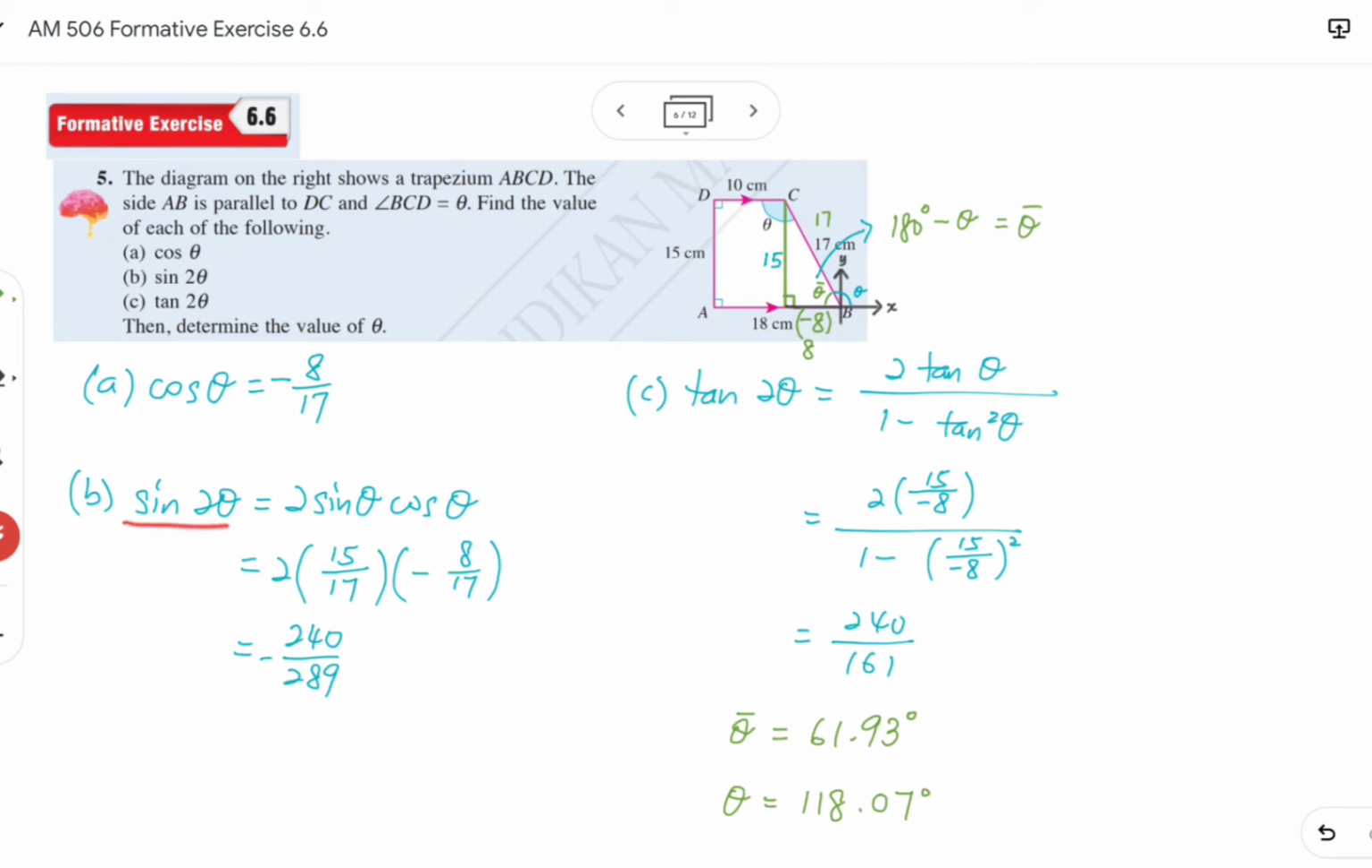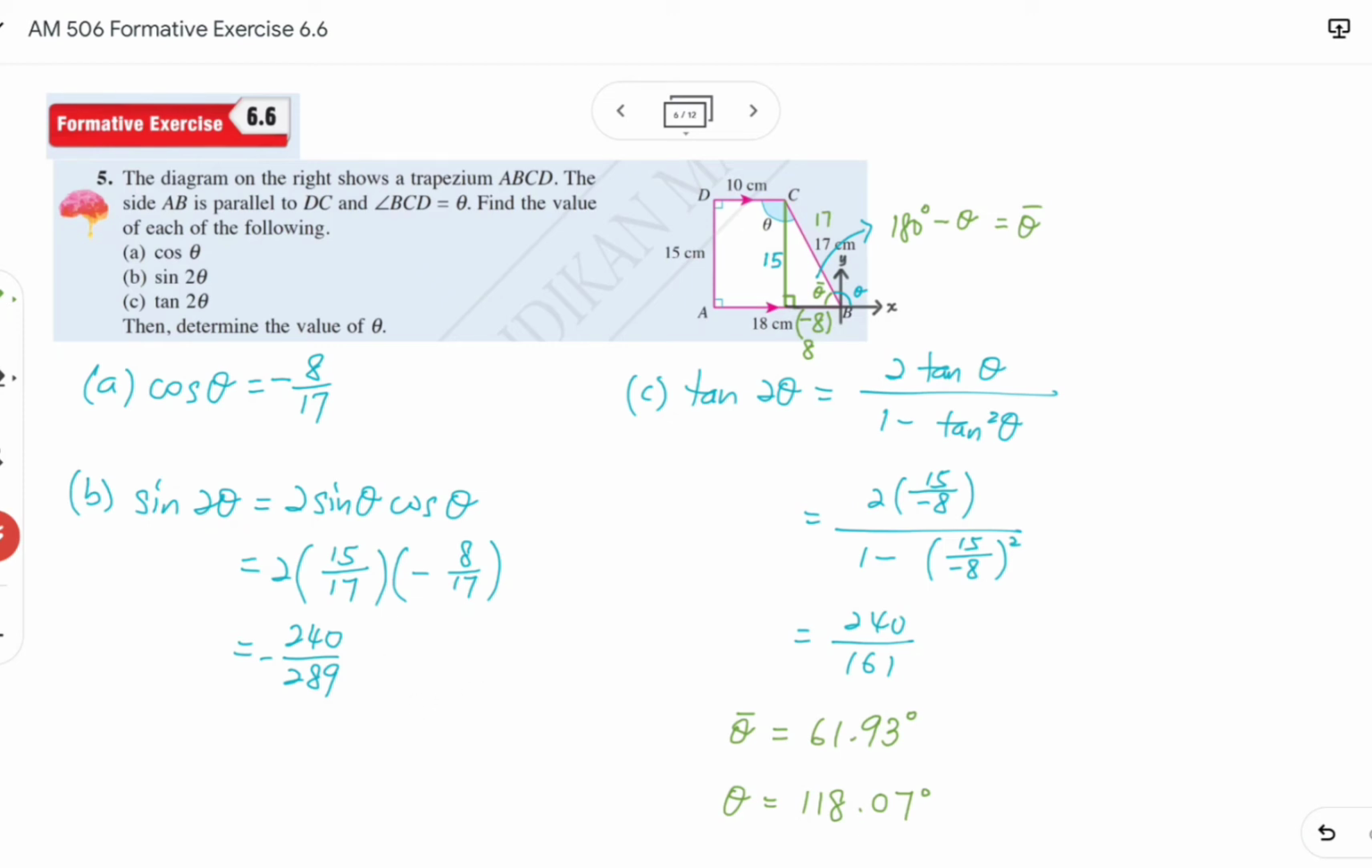B, sine 2 theta. So we expand with the double angle formula. We get 2 sine theta cosine theta, where sine theta is opposite over hypotenuse, and cosine theta, where we can get values from here. So we get negative 240 divided by 289.